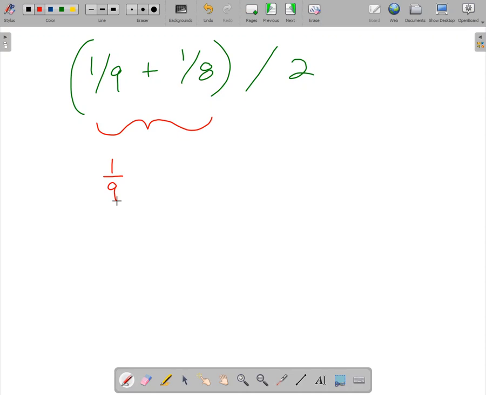So I'm going to rewrite it this vertical way again with the horizontal bar. And then the easy way to add fractions is that arrow method. So 8 times 1 is 8, 9 times 1 is 9. The common denominator is 9 times 8, or 72. And we're adding these, right? So 8 plus 9 on a good day is 17 out of 72. Now I just need to divide that by 2.